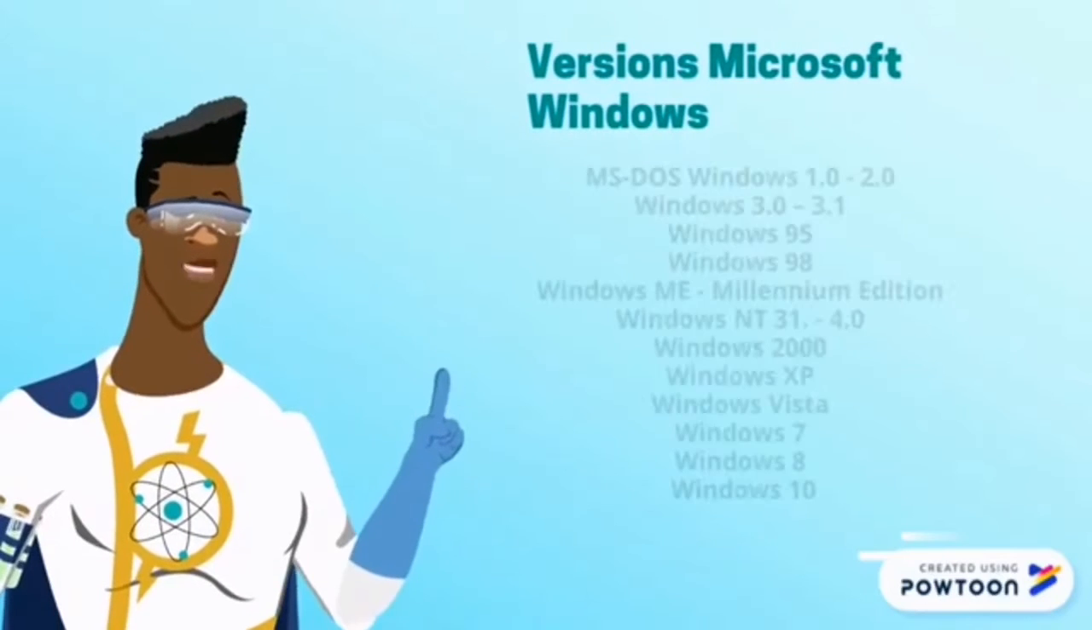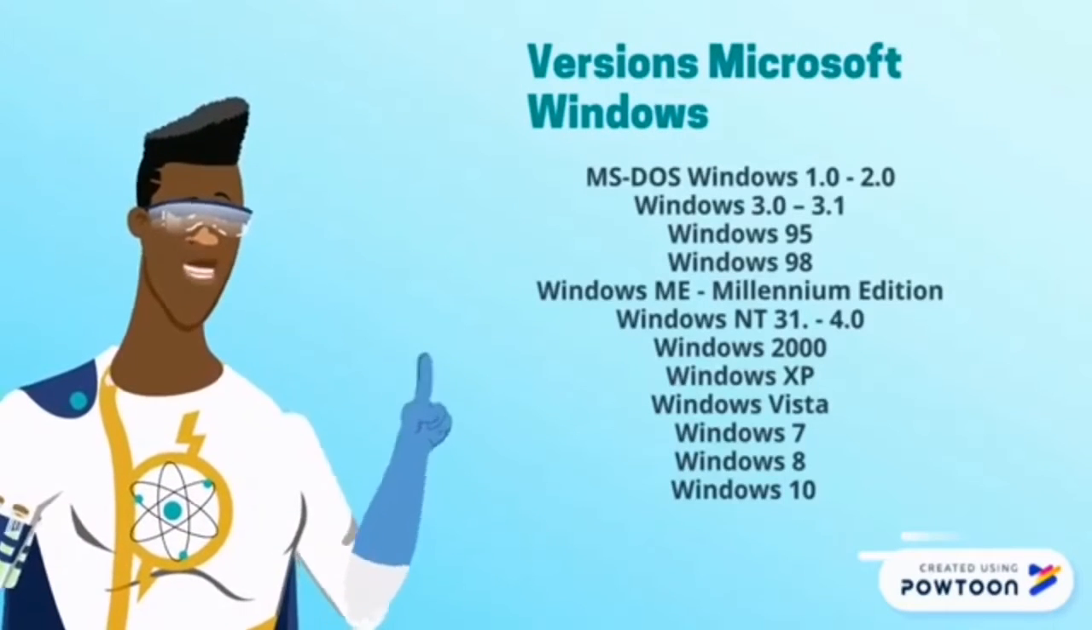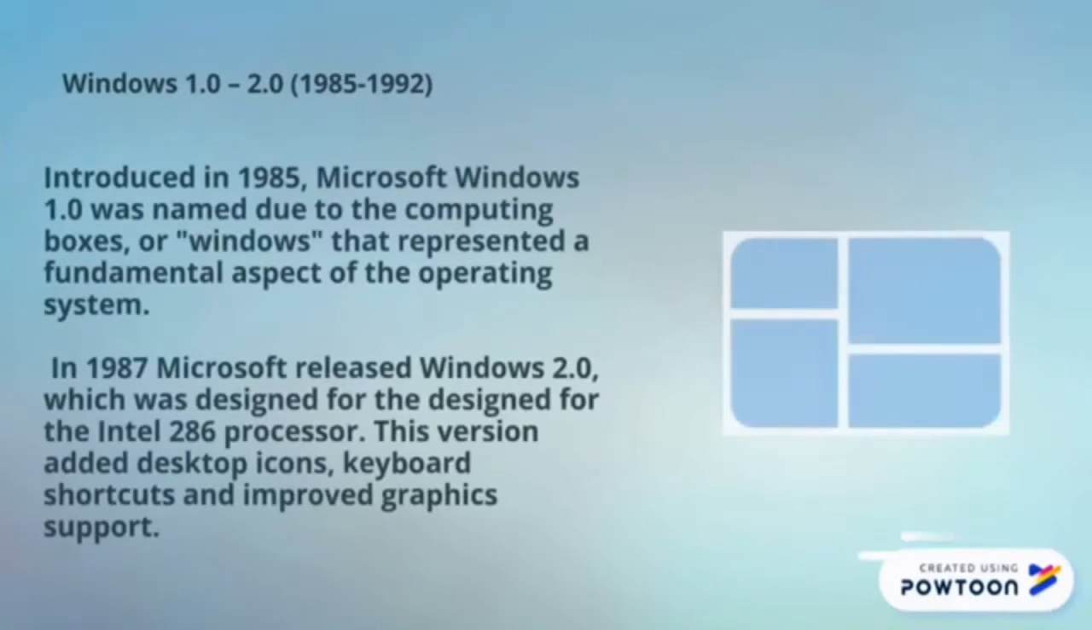First operating system, Microsoft Windows. These are the versions of Microsoft Windows OS. MS-DOS was the standard operating system for IBM-compatible personal computers.